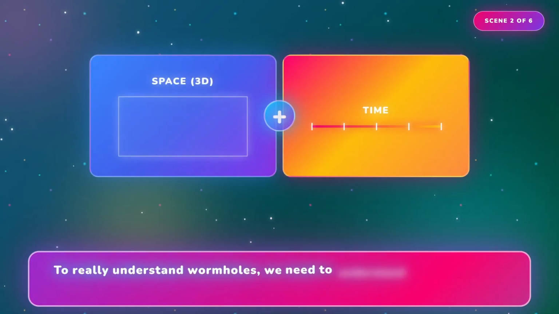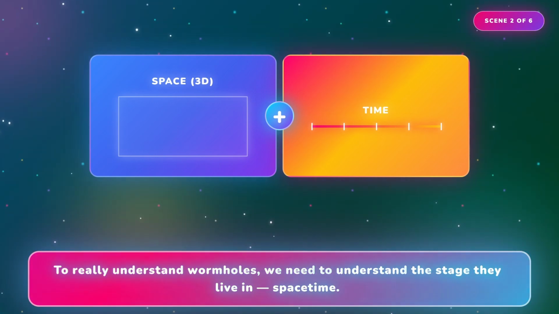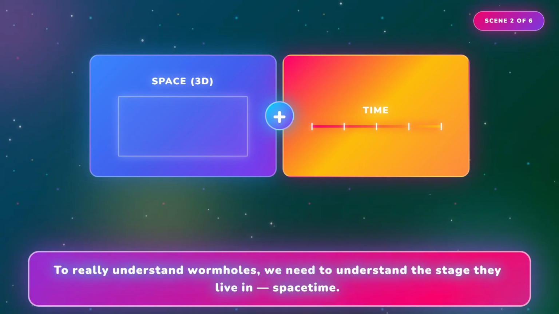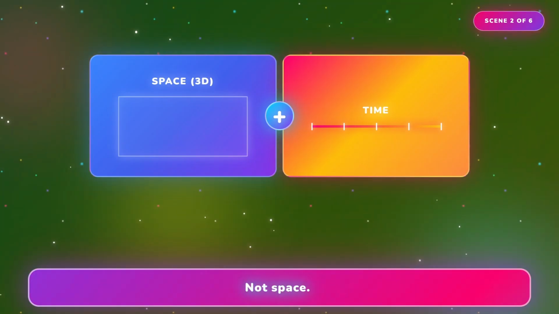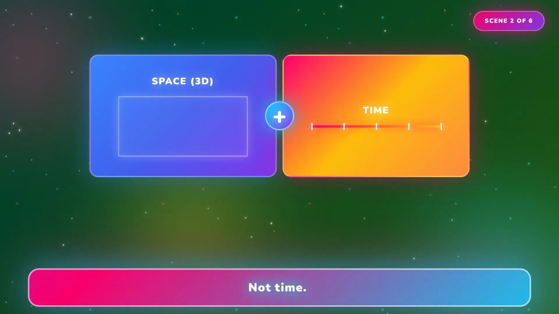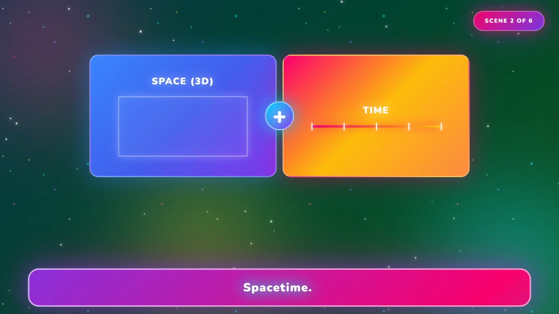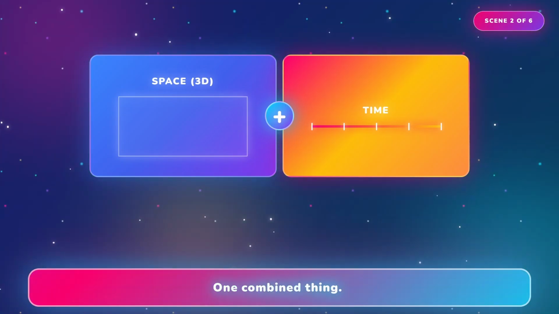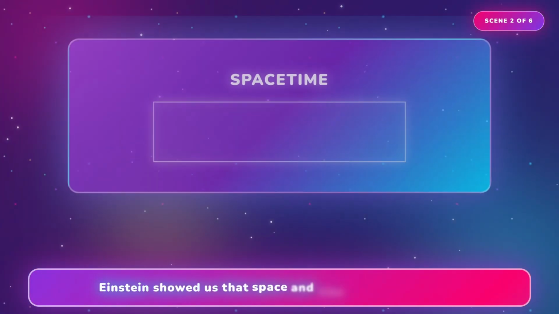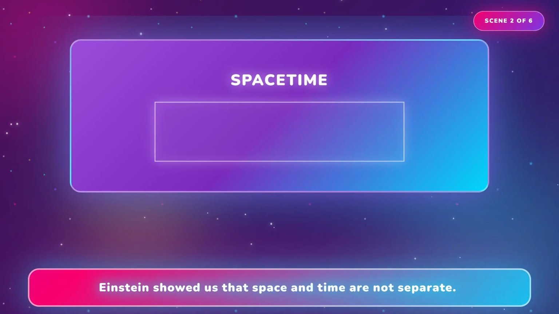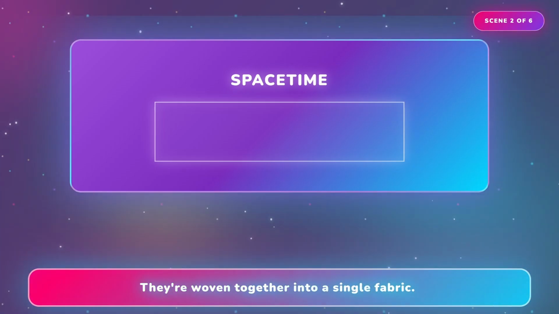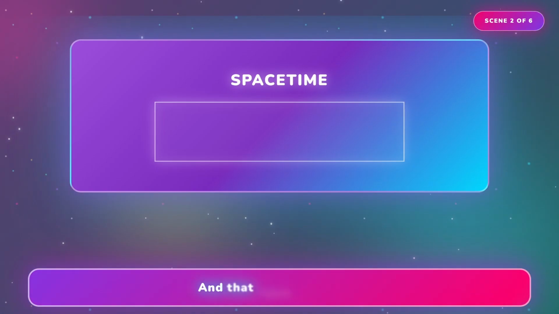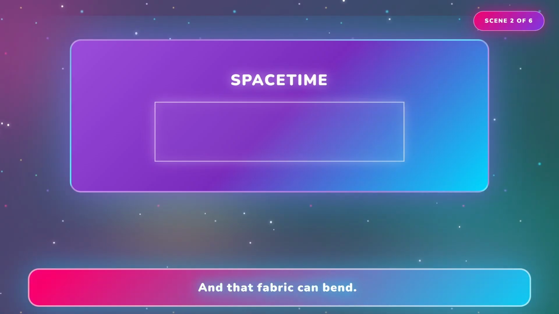To really understand wormholes, we need to understand the stage they live in, space-time. Not space. Not time. Space-time. One combined thing. Einstein showed us that space and time are not separate. They're woven together into a single fabric. And that fabric can bend.